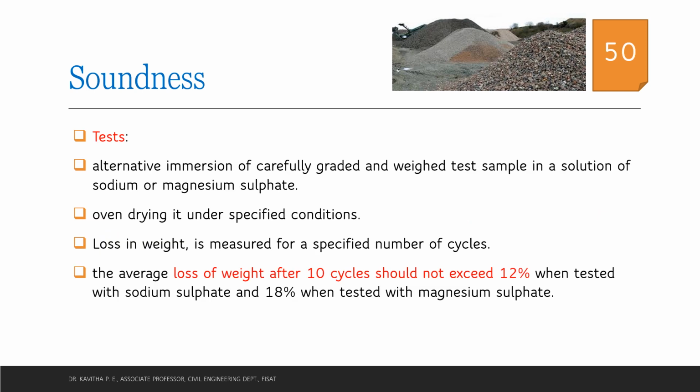Now let us consider the soundness test in detail. Take a sample of aggregate and immerse it in a solution of sodium or magnesium sulfate. Then it is oven dried. The particular wetting and drying cycle is repeated. The loss of weight after 10 cycles should not exceed 12% when tested with sodium sulfate, and it should not exceed 18% when tested with magnesium sulfate.